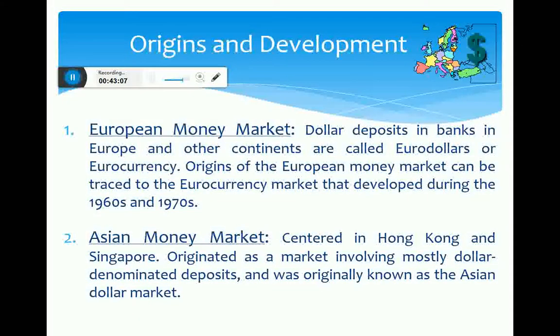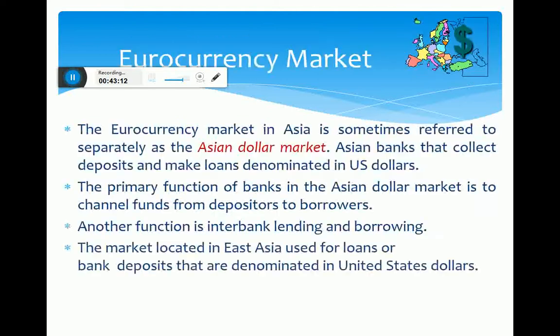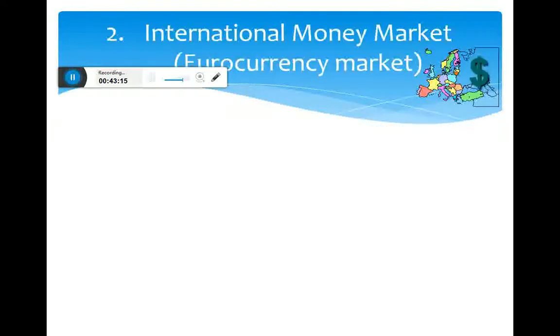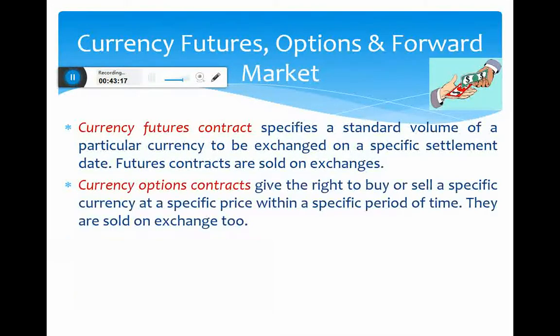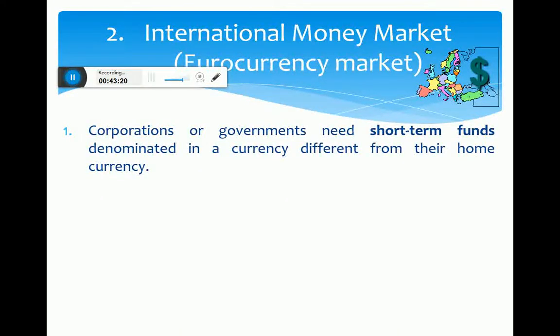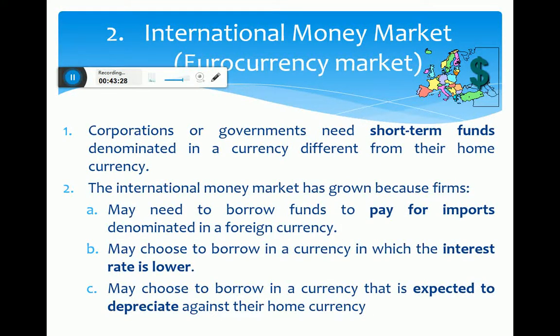Okay, so that's all for today's lecture. I hope you learned. In today's lecture, we had a discussion on the foreign exchange market, which I summarized earlier. The second discussion was on the international money market or Euro currency market. We said that the Euro currency market has come into existence due to these three reasons, and it's a market where governments and banks do short-term financing in dollars, especially in other currencies.